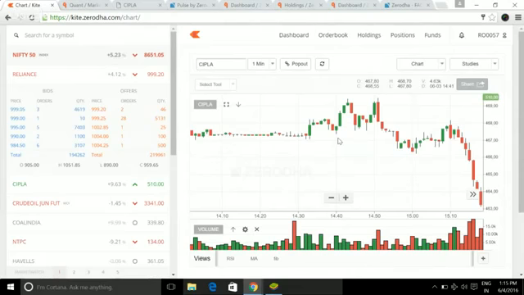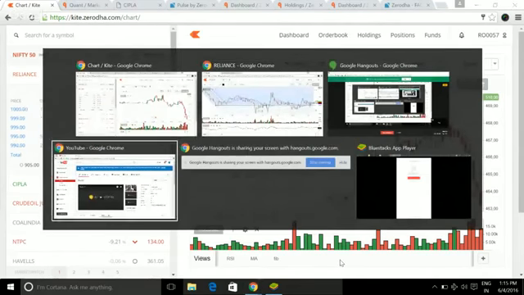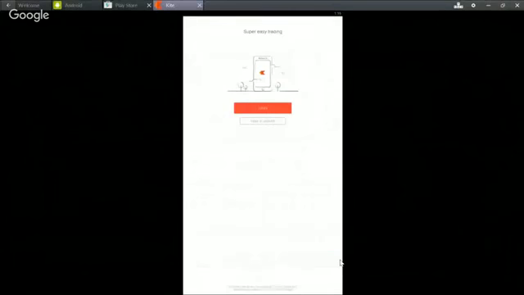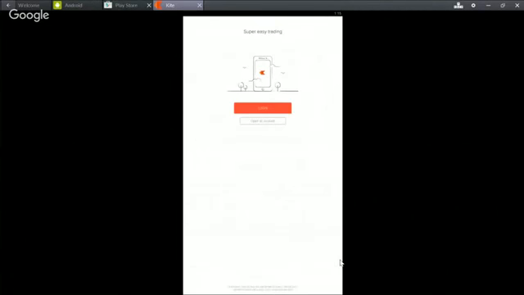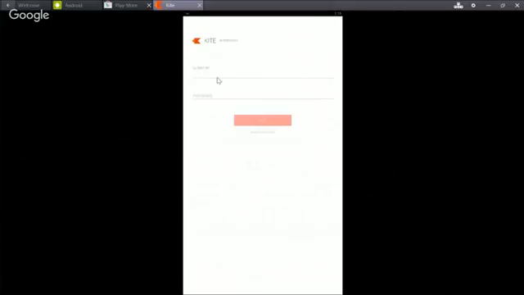Now I will quickly show you all the Android app. I'm doing a screen share using one of those apps, so the resolution may not be that great. Right, so let me just log into this.